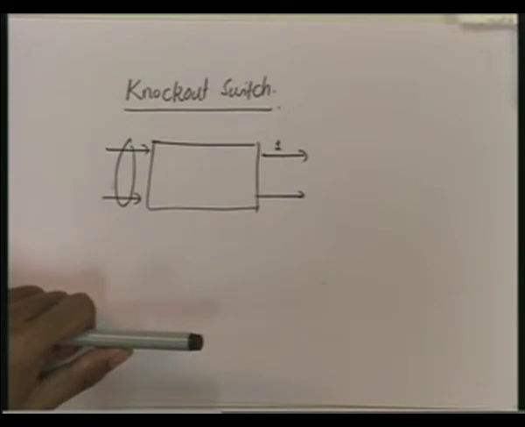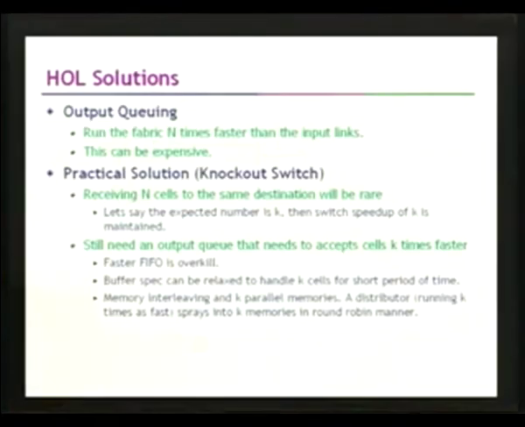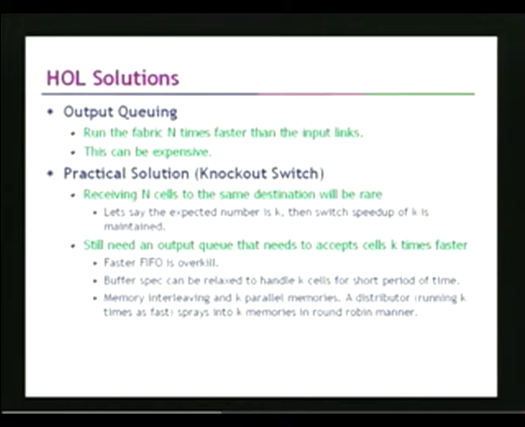Okay. In practice, if you assume the expected number of ports which are going to send packets to the same output port, so if you assume that receiving n cells for the same destination will be really very rare, and that our expected number is k instead of capital N, then we will require a switch speedup of only k times, as opposed to a perfect output queuing where you need to run the fabric n times faster than the input links. If you assume that the n cells are not sent to the same destination, and in fact this expected number is k, then a switch speedup of k is required.